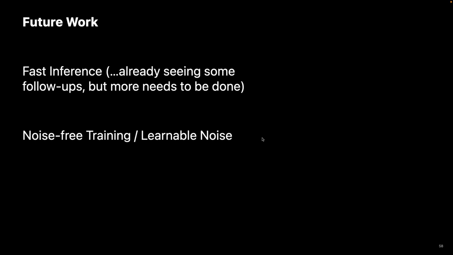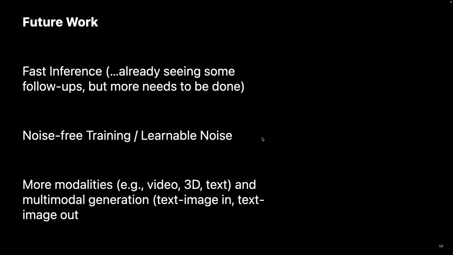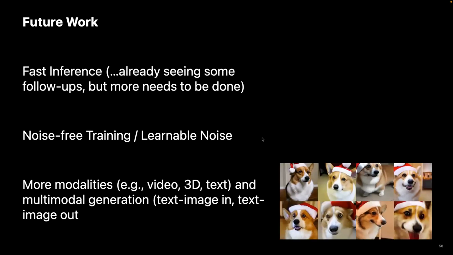Although I mentioned that it is actually the key to making these things go from not working to working, how can we really learn with noise-free training? Or maybe you can have some smart learnable noise, so that when you add noise to the data, you don't destroy the important information. And more importantly, maybe you can extend this model to more modalities, like images, video, and 3D, and actually use this model to achieve real multimodal generation, like text and image in, text and image out, like Jiaming mentioned.